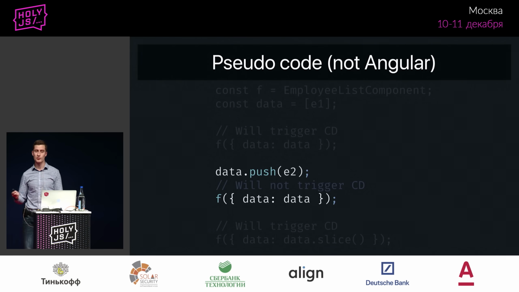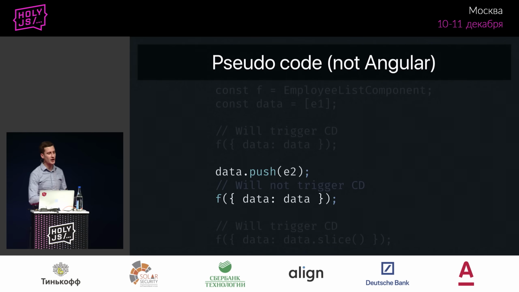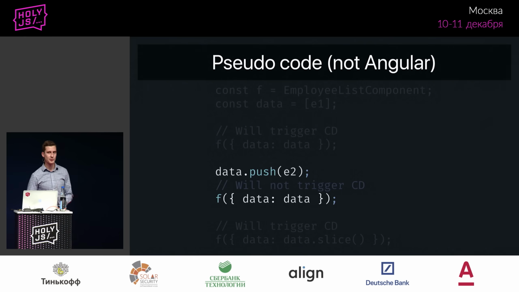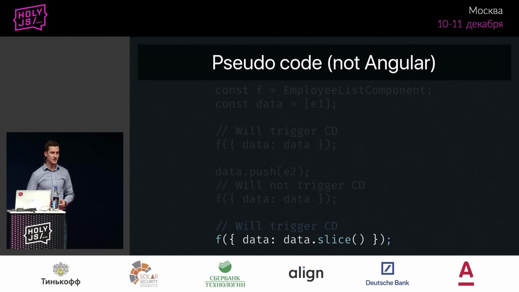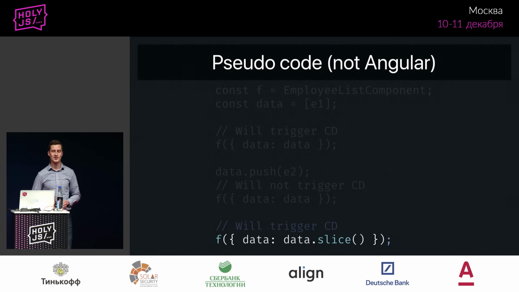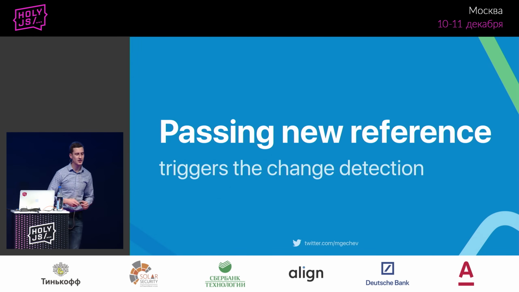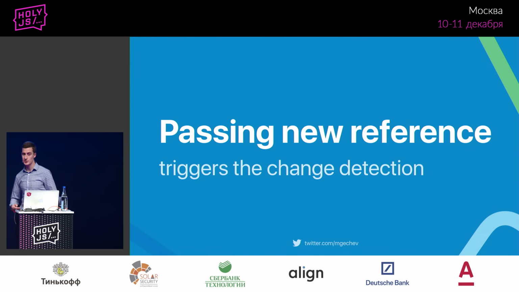So Angular is not going to perform change detection at all, because after reference checks, it is going to determine that we have the same input. However, if we copy the entire list, we're going to trigger the change detection because we're going to get a new reference. This means that passing a new reference is going to trigger the change detection.